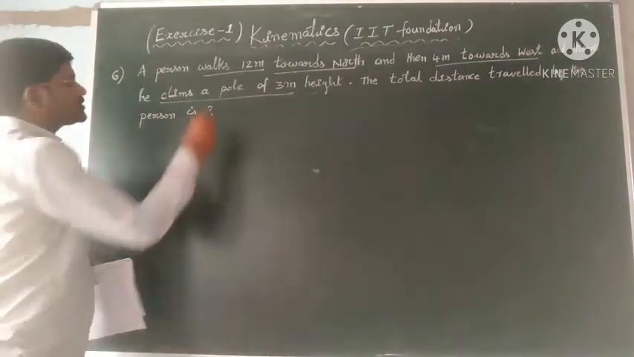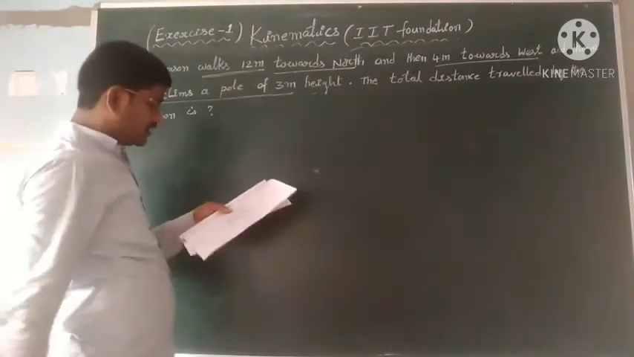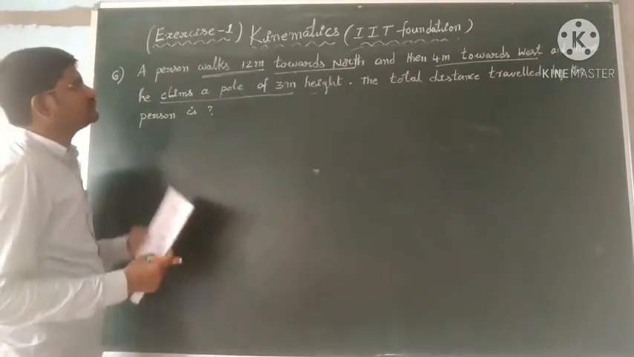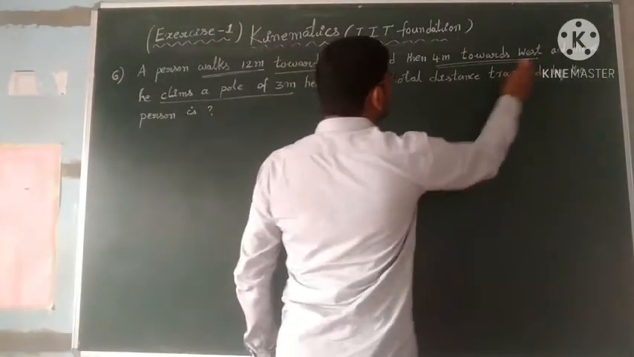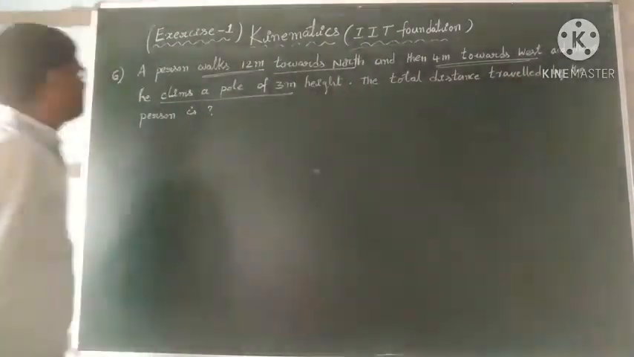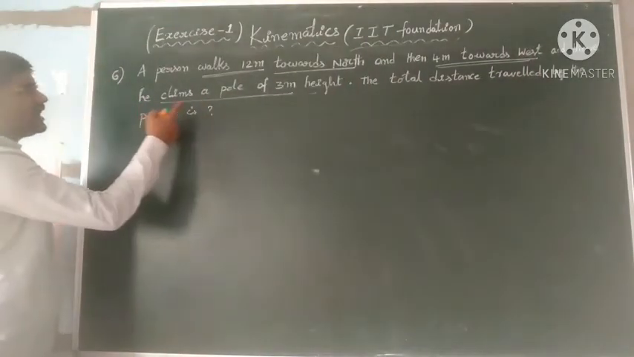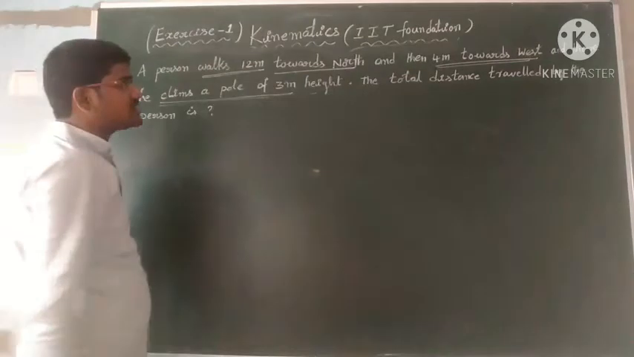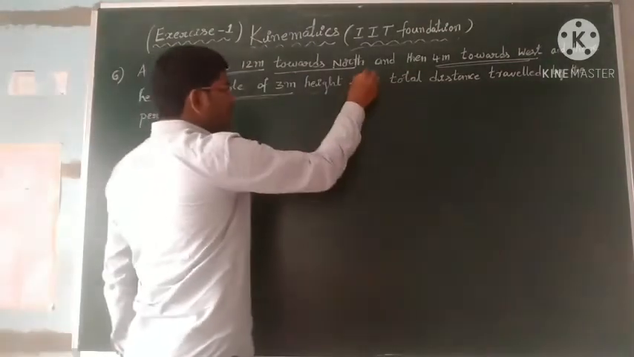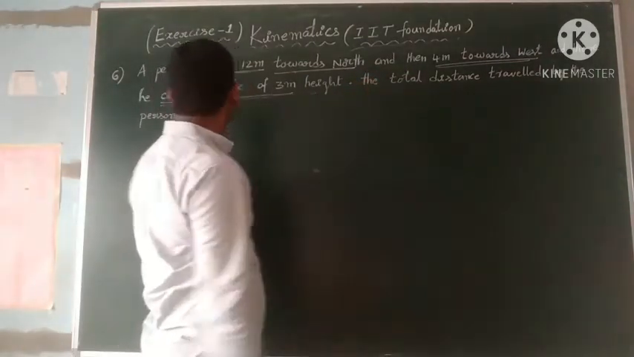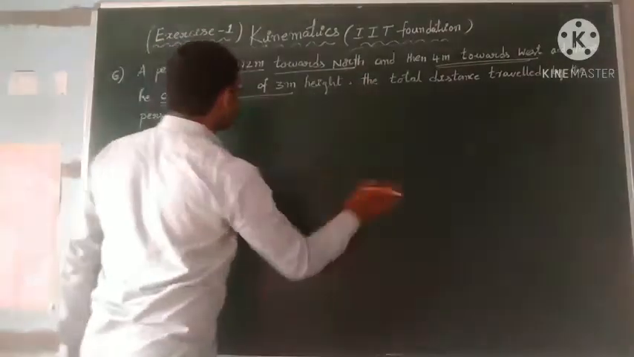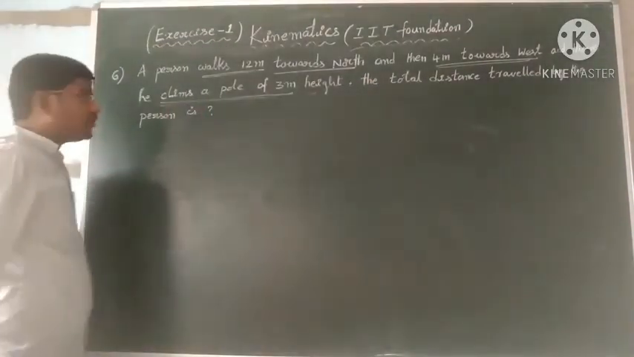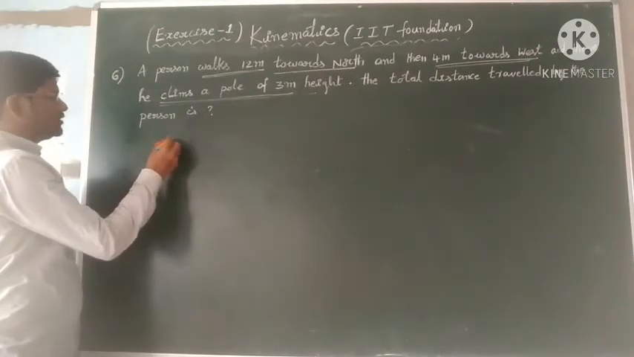So the person walks 12 meters towards north, and then 4 meters towards west, and there he climbs a pole of 3 meters height. So the question is, the total distance traveled by the person is. Now, so total distance, answer.